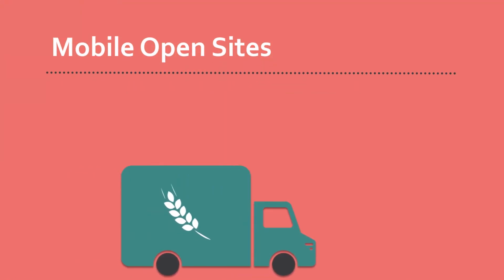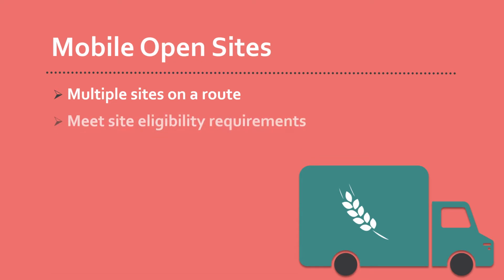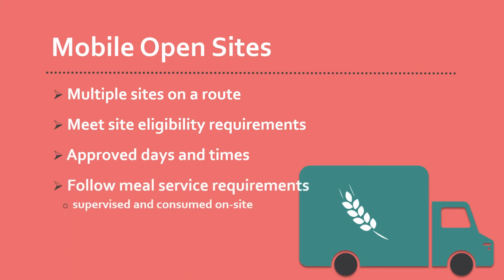Another type of open site is mobile. In open mobile sites, the sponsor delivers meals to an area using a route with a series of stops at approved sites in the community. The meal service must take place on approved days during approved times. Additionally, meal service must be supervised and meals must be consumed at the drop-off location. Mobile sites may provide the flexibility sponsors need to reach children who do not have access to traditional meal sites.